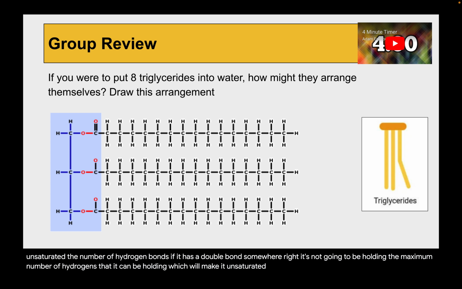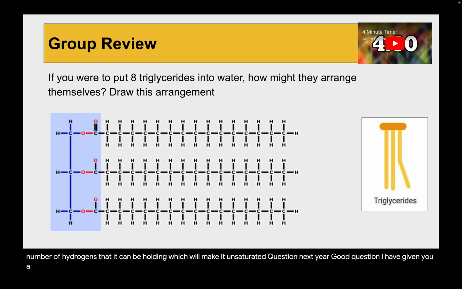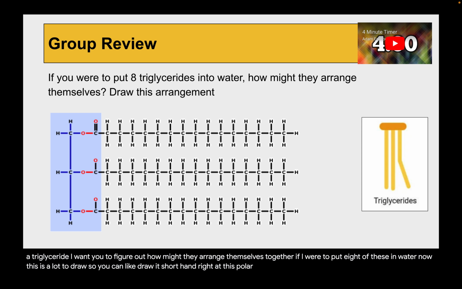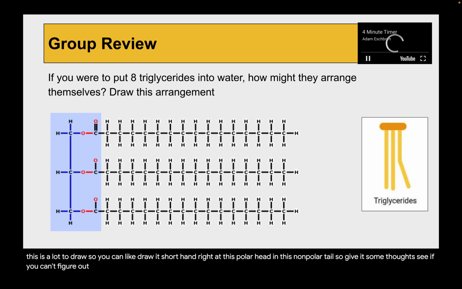All right, we're going to do a group question next. In this group question, I have given you a triglyceride. I want you to figure out how they might arrange themselves together if I were to put 8 of these in water. This is a lot to draw, so you can draw it shorthand, with this polar head and this non-polar tail. So give it some thought. See if you can figure out how they might arrange. Work with one another. Talk it out.